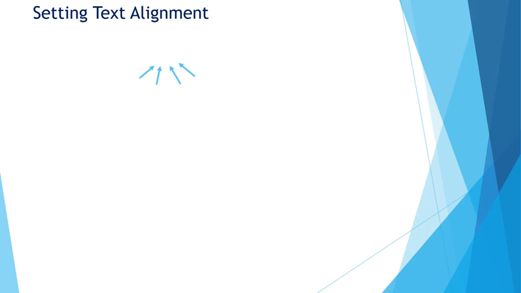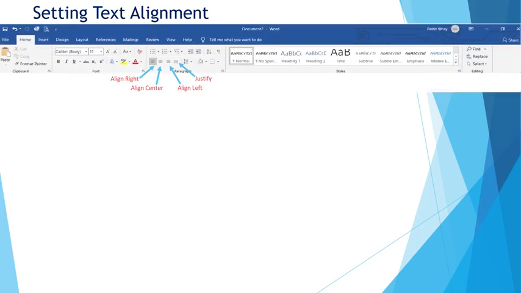Setting text alignment. If you want to change the text alignment, in the Home tab, you can see there are four alignments given there. That is align right, align center, align left, and justify. So if you want to set the text alignment, you can choose any one of the four, and your alignment will be set.